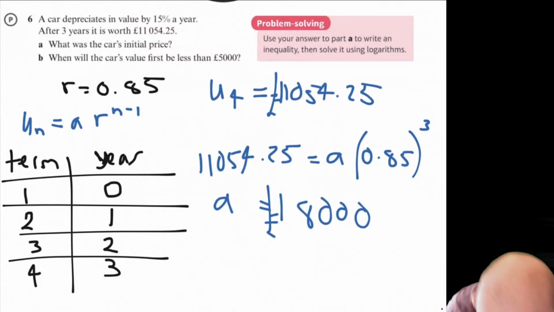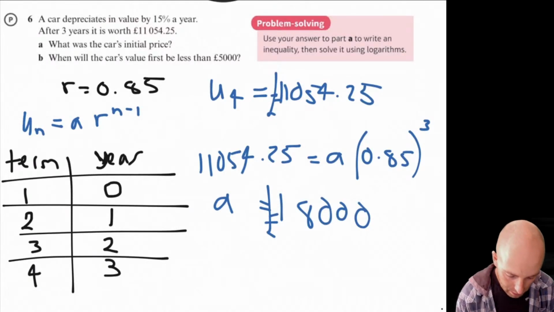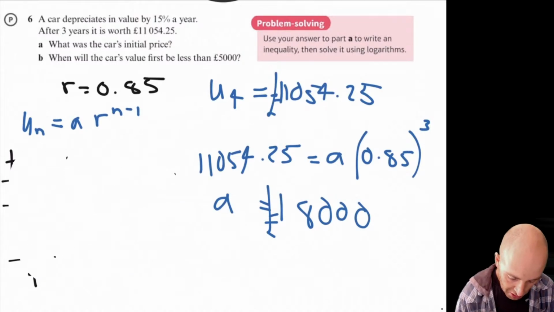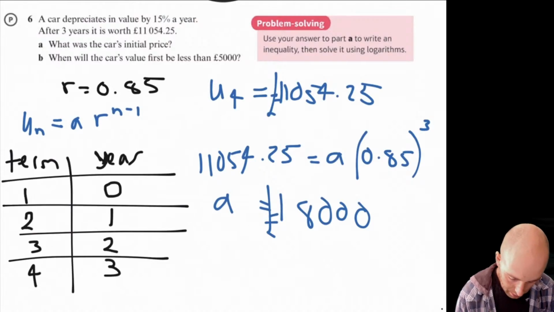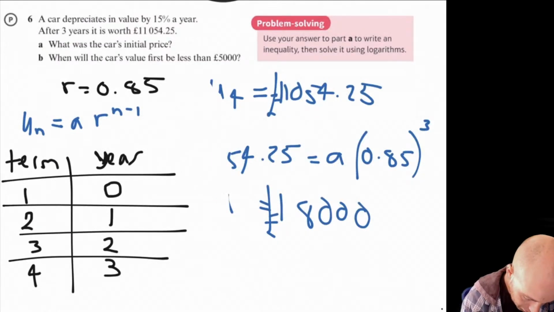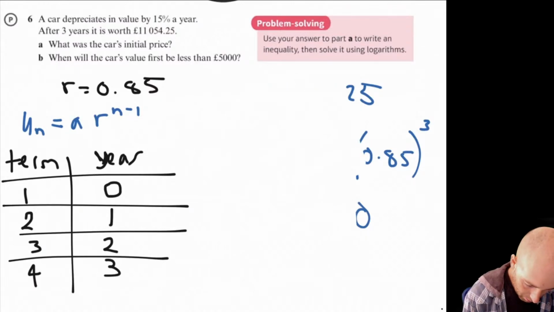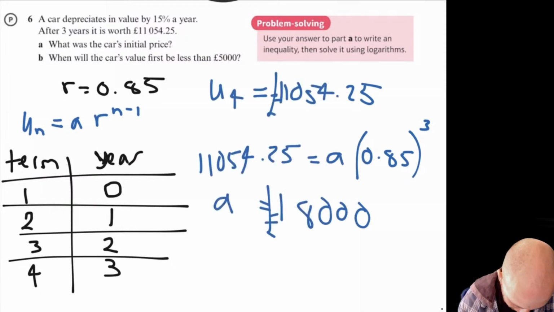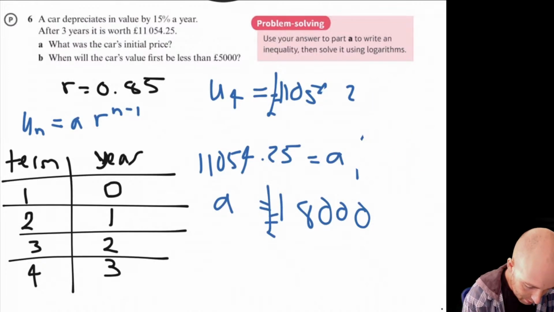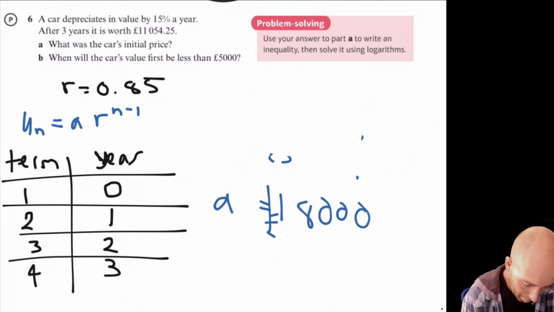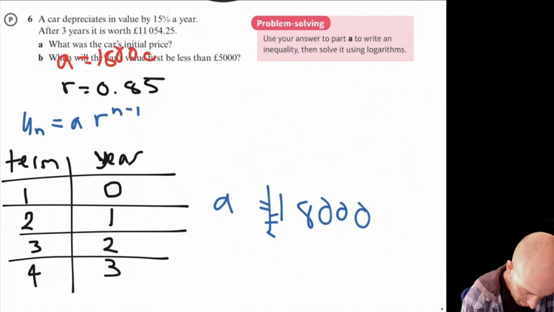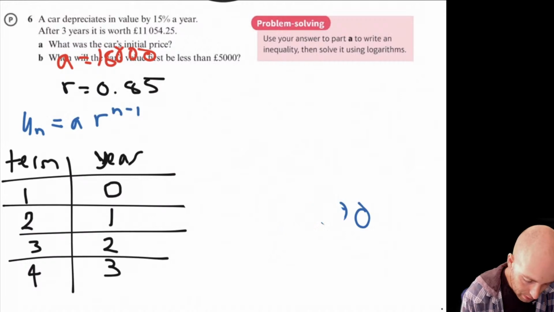Okay. When will the car's value first be less than 5,000? So actually, let's keep that table. I think that's going to be useful in this one as well. And we probably want to keep that value of A as well. Just 2 seconds till this loads again. Okay, so A was 18,000. So we want to find when is the value first less than 5,000.